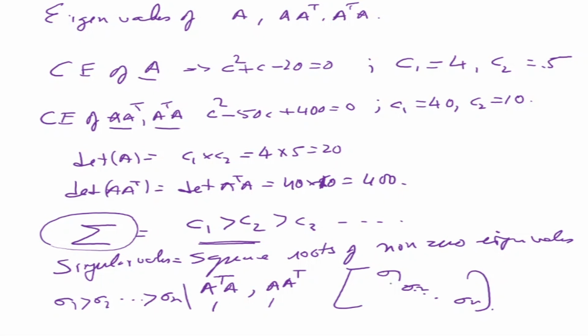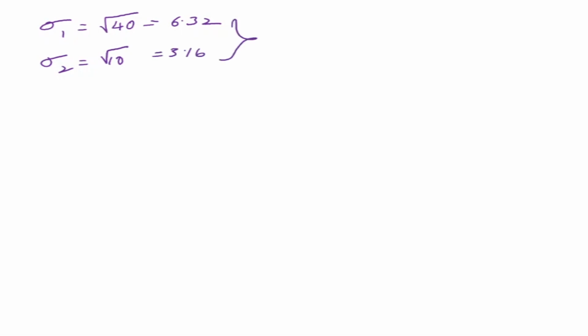Now the singular values are the ones that are going to scale the velocities. We also need the directions U and V transpose. In this example, we have two eigenvalues, 40 and 10. So what are the two singular values? Sigma 1 is equal to the square root of 40, which is 6.32, and sigma 2 is equal to the square root of 10, which is 3.16. The determinant of A transpose A is equal to sigma 1 into sigma 2.